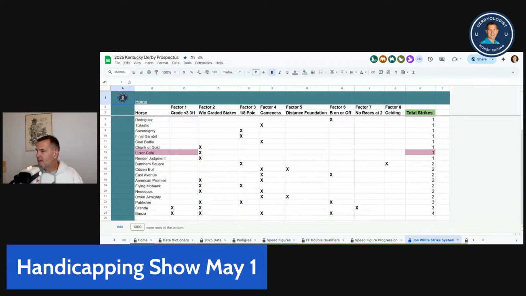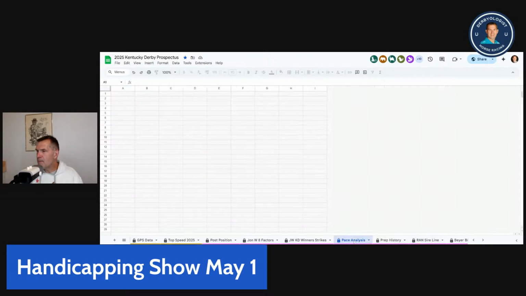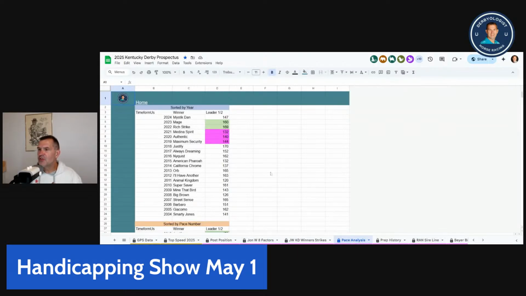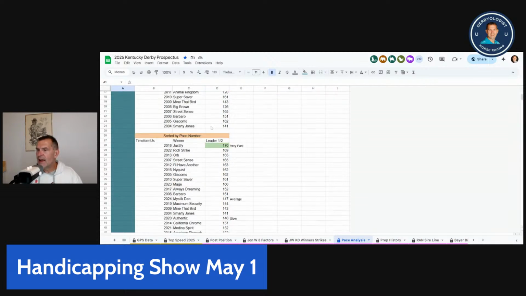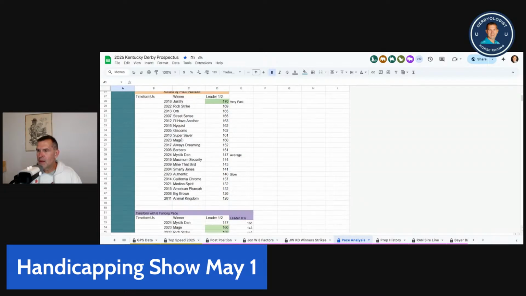And then the next tab at the bottom is my pace analysis. This just shows you whenever there's a fast pace, we get closers. Whenever there's a slow pace, we kind of get front runners. We had some very fast paces recently, faster than average. And then I got it sorted by the pace number. These are the Time Form pace figures, which I think are the best pace figures out there.